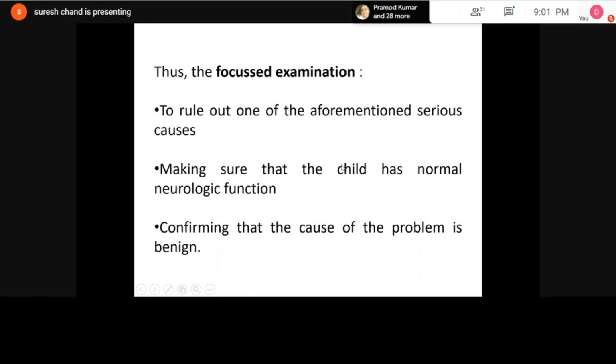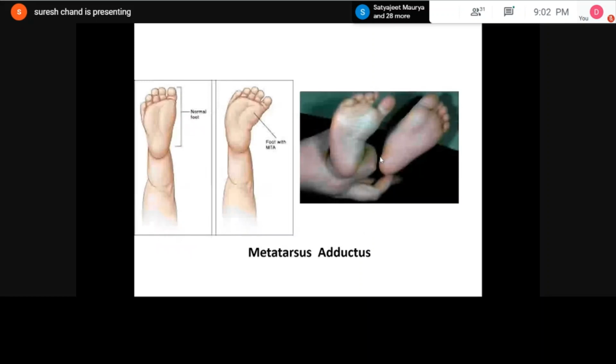So focus of examination is to rule out the serious causes, and we have to assess that a child has normal neurological function, and we have to confirm that the cause of problem is benign before labeling it as physiological. So some examples of localized causes of in-toeing, like metatarsus adductus, can lead to in-toeing appearance.